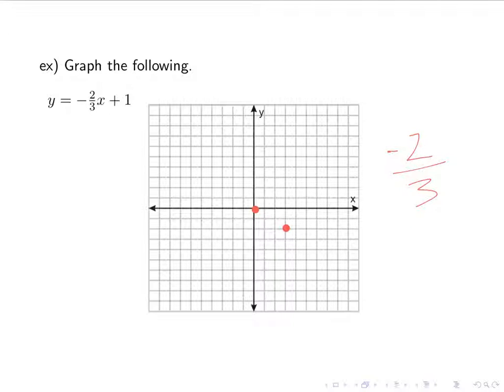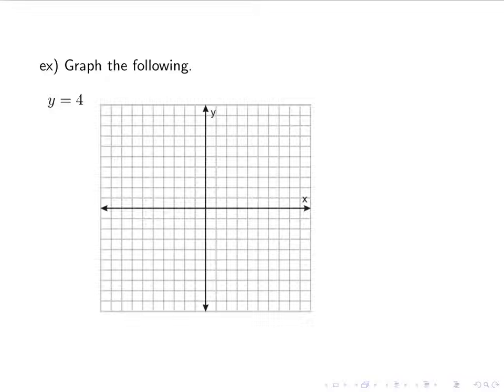Or I could again switch it and say that it's 2 over negative 3. So instead, I could have gone up 2 and to the left 3. And again, as soon as I've got at least 3 of them, I can connect them with a straight line. And that was not a very good line, but we can see where it should have been. Okay, so we got one more that we're going to do using the slope intercept.